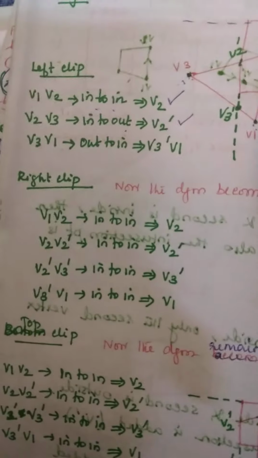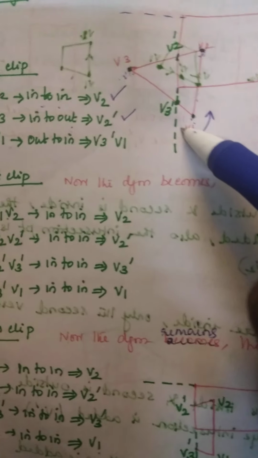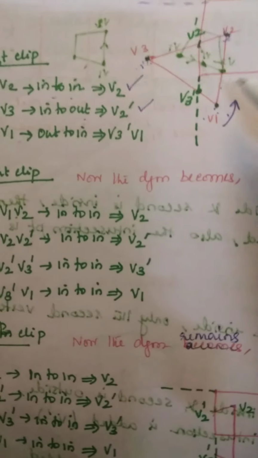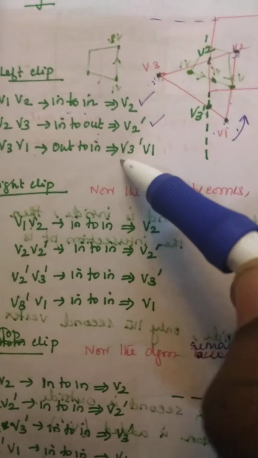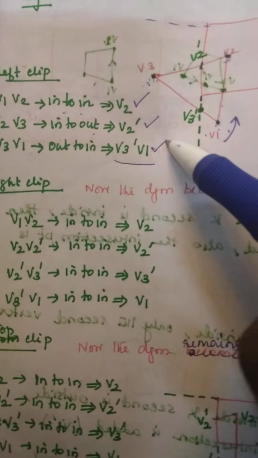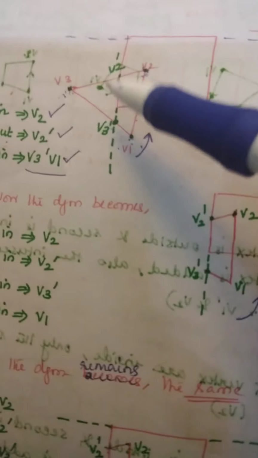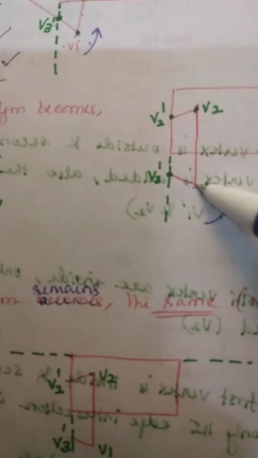Okay. The third one is V3 to V1, out to in. Out to in means save V1 dash and V2 according to the algorithm. So here we need to save V3 dash and V1. So this alone is being taken. Okay. Now the diagram will become like this. See the difference? Other area, this area we are rejecting, we are discarding this and we are accepting only this thing. Okay. So we need to clip the next step using this updated one only.